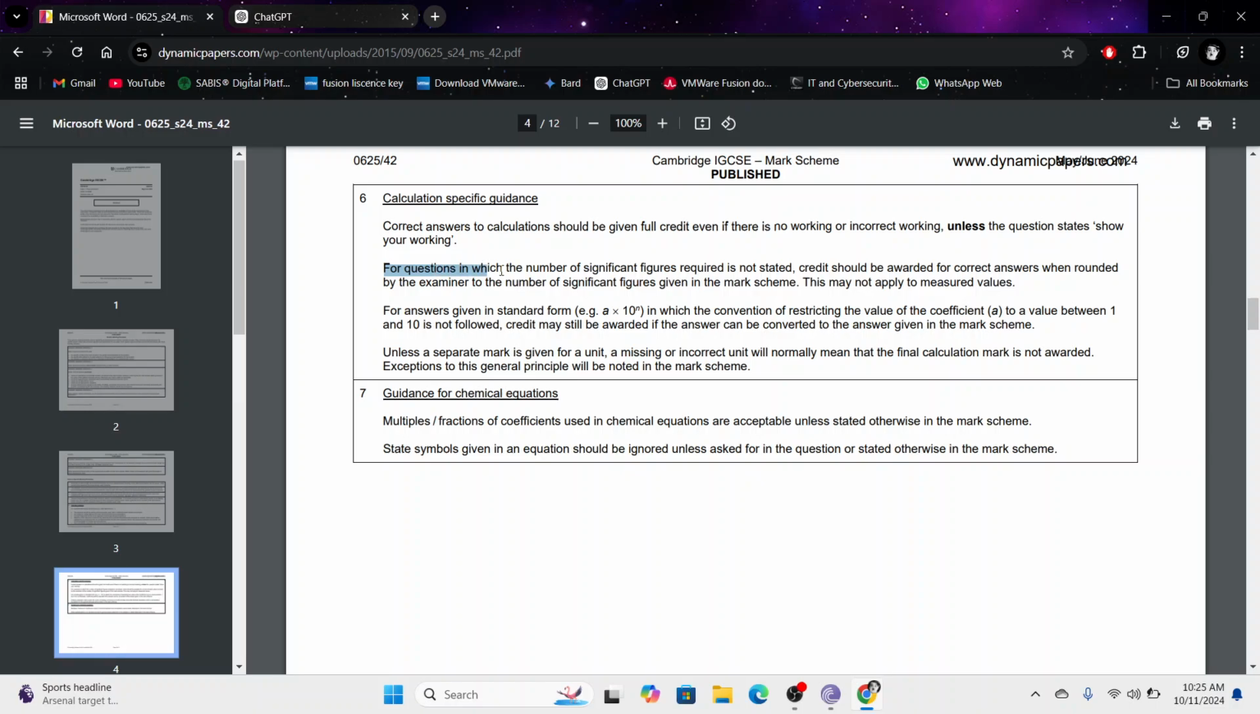For questions in which the number of significant figures is not stated, credit should be awarded for the correct answers when rounded by the examiner to the number of significant figures given in the marking scheme. This may not apply to measured values. Okay, self-explanatory sentence, but whoever grades your exam, in this case you, if you're doing the past papers, round your answer to what the marking scheme wants you to round it.